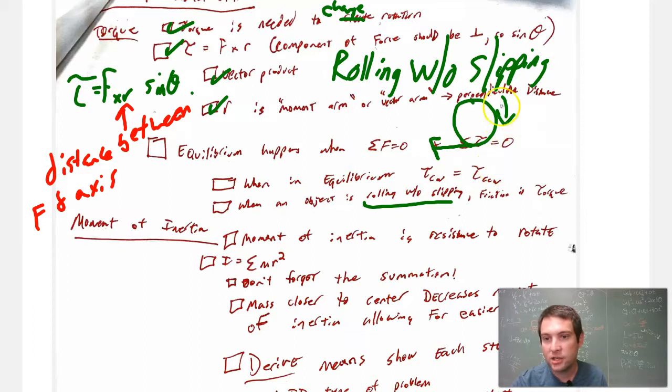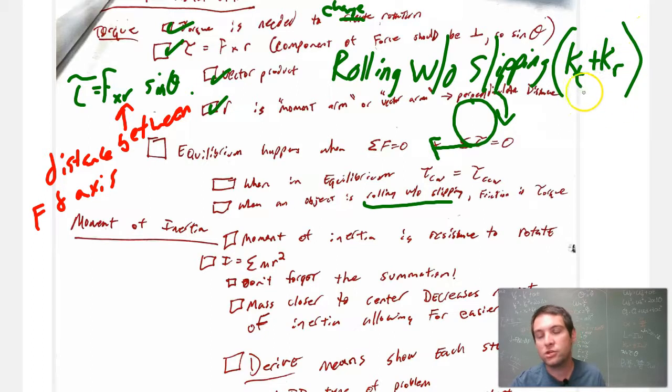That would cause rotation in this direction. That's going to roll without slipping. Also rolling without slipping, we're going to get there, or maybe we did get there, but that means we have translational and rotational kinetic energy.